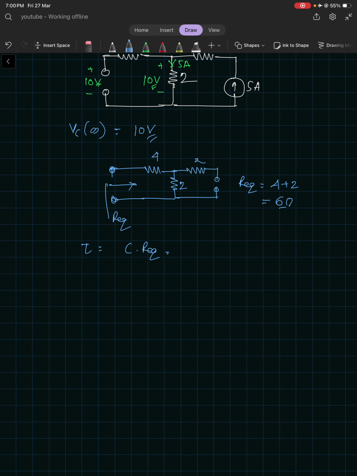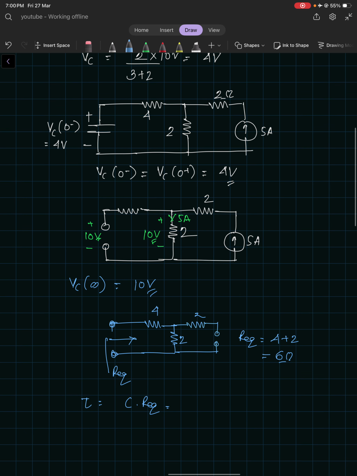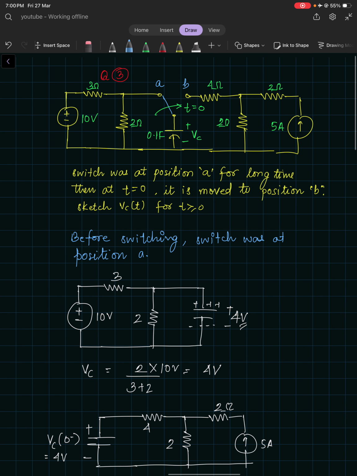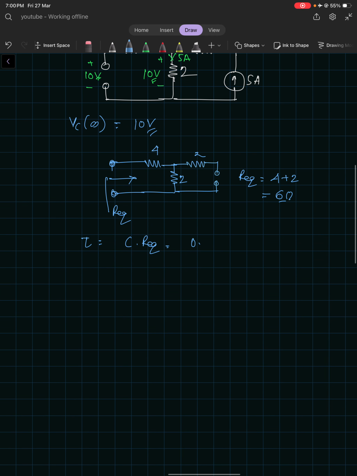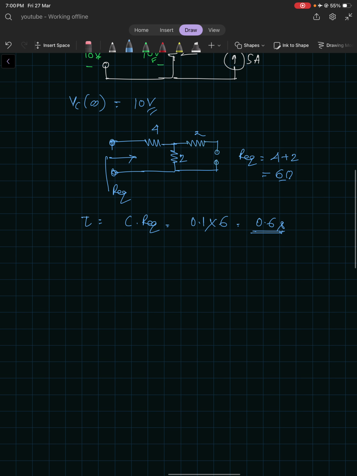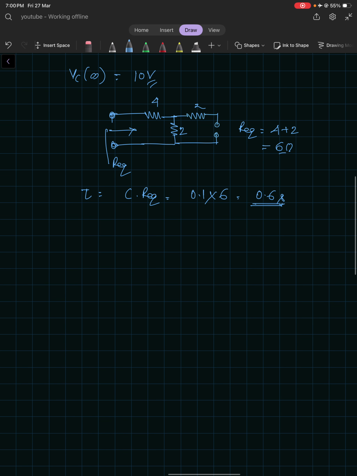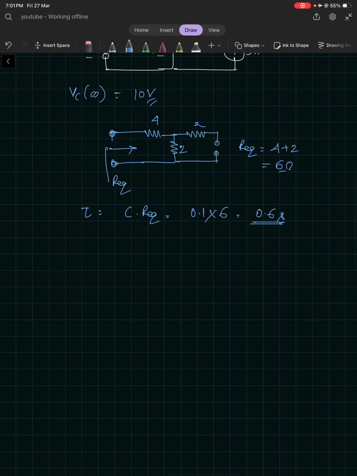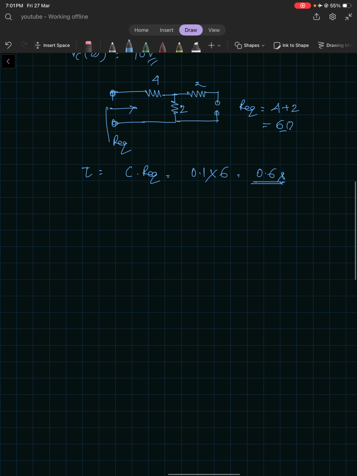What was the value of C? 0.1 farad. Achha, 0.1 into what is the value of R equivalent? 6. So 0.6 seconds. This is the time constant. Very large value of time constant is there, right? This capacitor is very large. That's why this system has a large time constant, right? So now this question is almost solved.